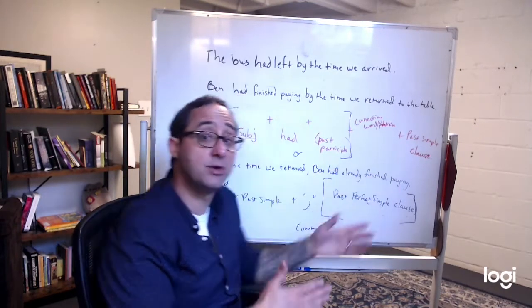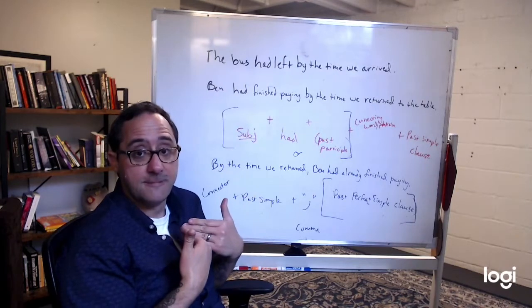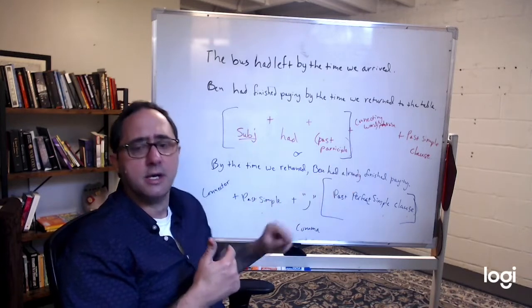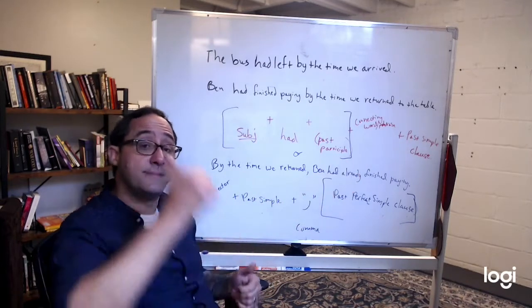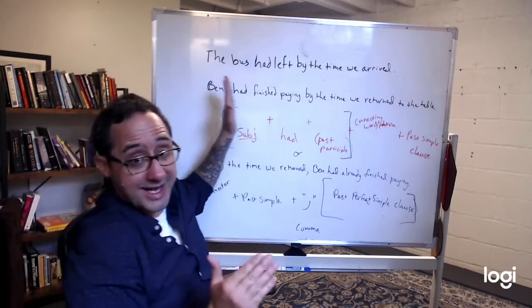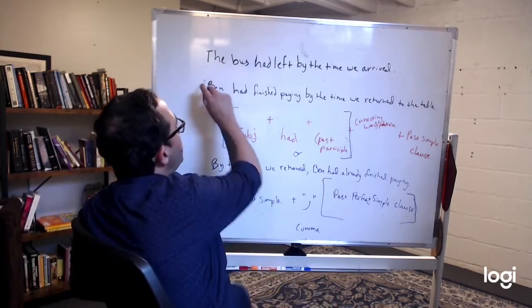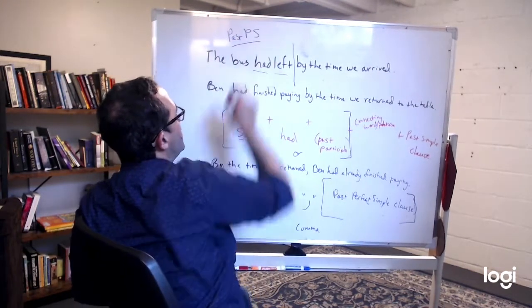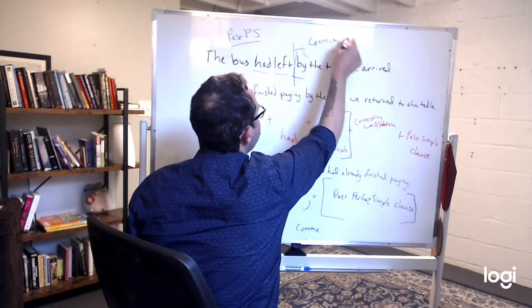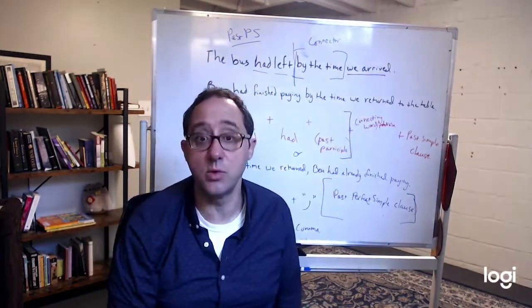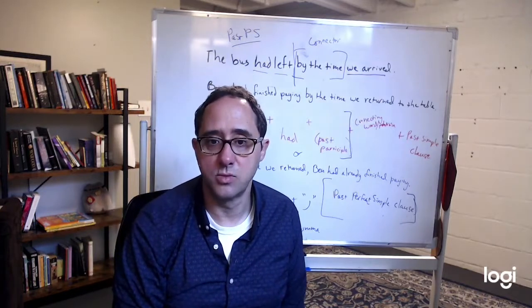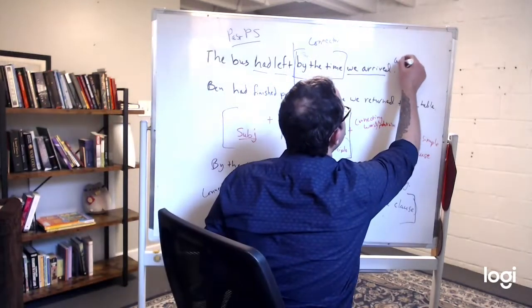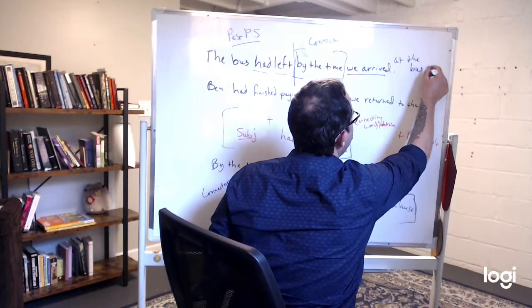The past simple clause is going to be the one that's closer to my time. The past perfect simple is going to be the one that happened right before it. So let's look at it so that it makes sense. The bus had left, past perfect simple clause. By the time, connector, and then what is this? This is just past simple, right? We arrived at the bus stop or station.